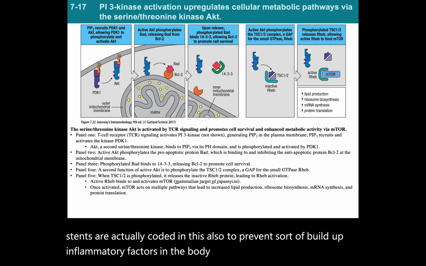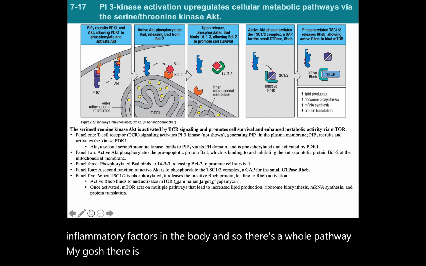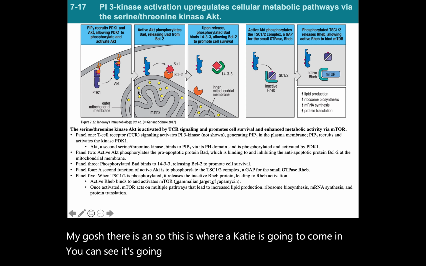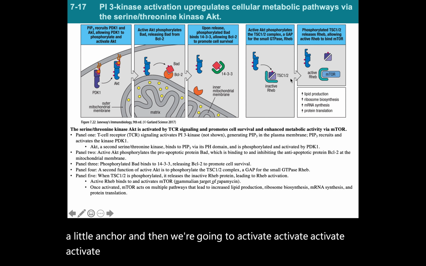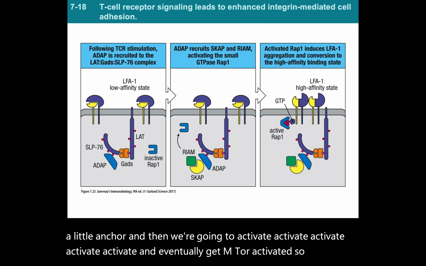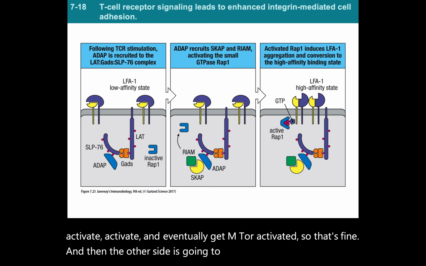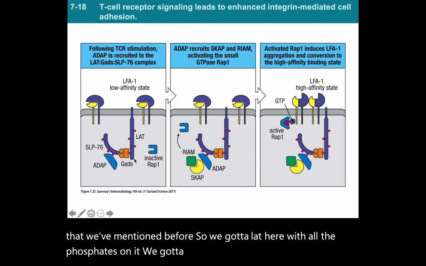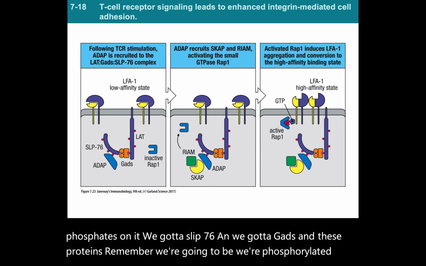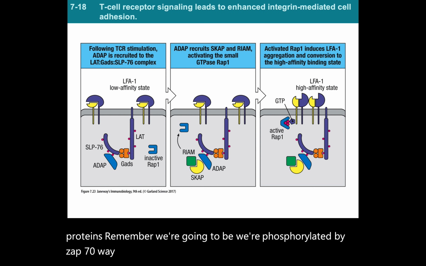And so there's a whole pathway. Oh my gosh, there is. And so this is where AKT is going to come in. You can see it's going to bind to a PIP3 molecule, use that as a little anchor, and then we're going to activate, and eventually get mTOR activated. So that's fine. And then the other side is going to actually use this same complex that we've mentioned before. So we got our LAT here with all the phosphates on it. We got our SLP76, and we got our GADs. And these proteins, remember, were phosphorylated by ZAP70 way back when, several slides ago.